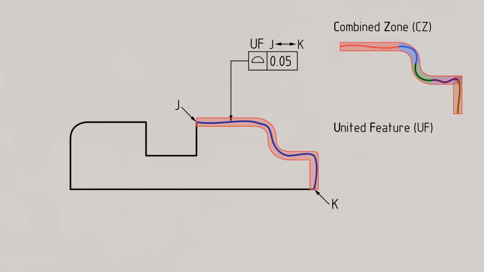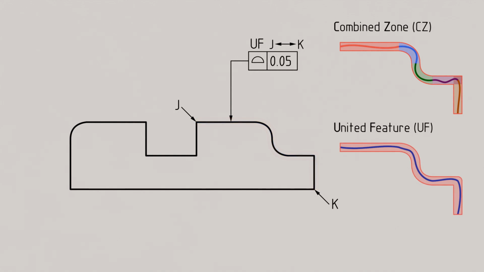Upon closer examination, we can now see the difference from the CZ modifier. With the UF modifier, the outer transition of the tolerance zone from the horizontal to the vertical surface is rounded, not sharp as it is with the CZ modifier. So note, with the UF modifier, the individual geometry elements are considered as a single element, from which the tolerance zone is formed. This leads to a smoother transition of the tolerance zone at abrupt geometry changes.